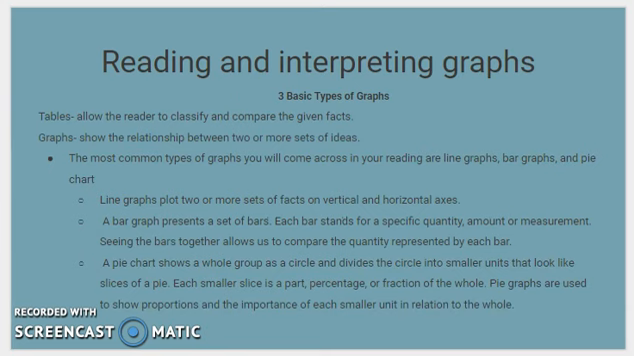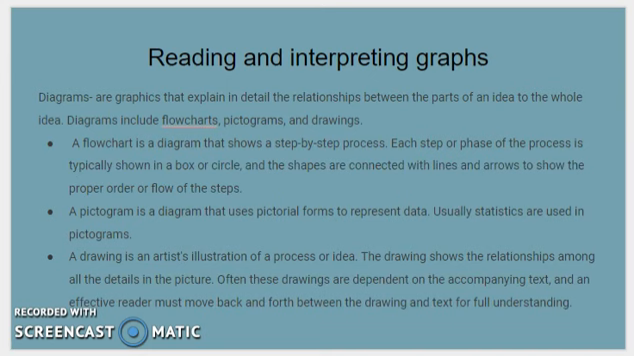So there are three basic types of graphs. There's a chart, the line graph, the bar graph, and a pie chart. Diagrams are graphics that explain in detail the relationships between the part of an idea to the whole idea. Diagrams include flowcharts, pictograms, and drawings.